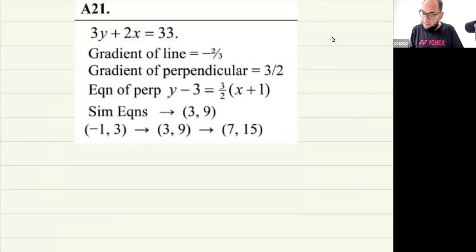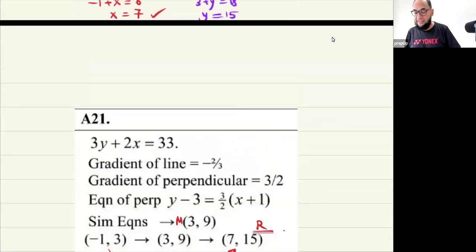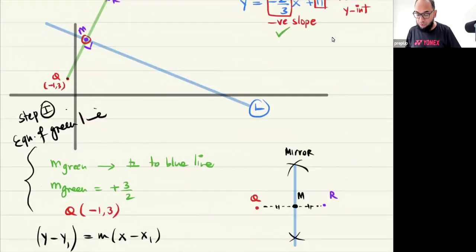The steps: the gradient of the line is -2/3. The gradient of the perpendicular is 3/2. The equation of the perpendicular is there. Simultaneous equation, we get the coordinates of M. So this is that M. And then we use the concept of midpoint, and this is the coordinates of R. So that's how you earn 7 marks out of this.